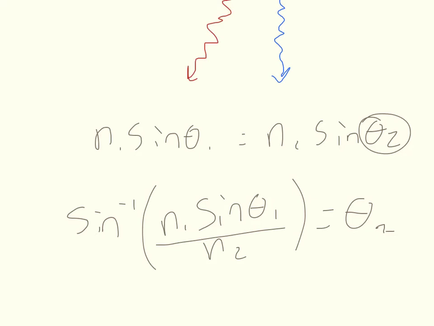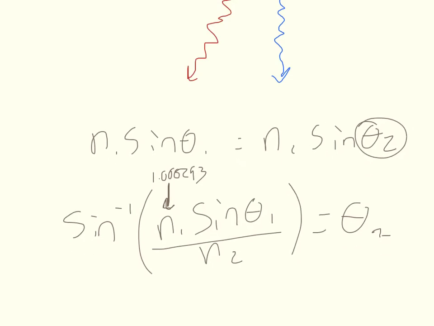Now for N1, we're going to use the index of refraction for air, which is 1.000293. And then for the sine of theta 1, we'll use what's given to us in the problem. It gives us that the angle of incidence of white light for my problem is 66.25 degrees. And so that's the angle of incidence for white light.